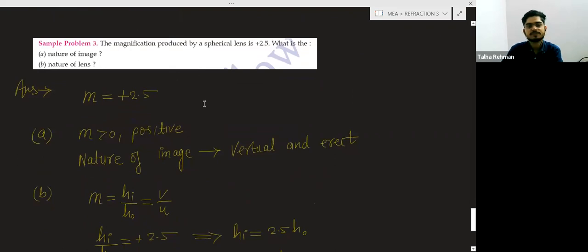Just copy this. No need to write this form, because there is a requirement of this form only: height of the image divided by height of the object. We will study three rules for the concave lens. Then we will discuss the topics in the next class. Okay.